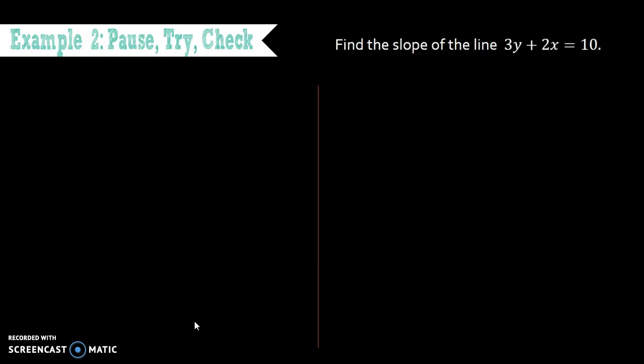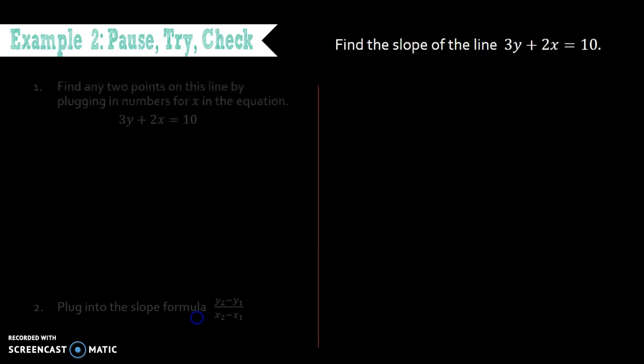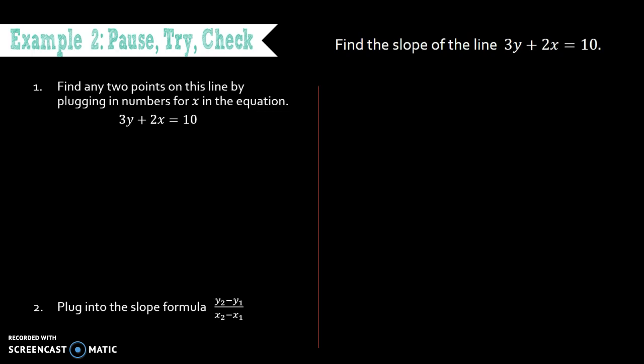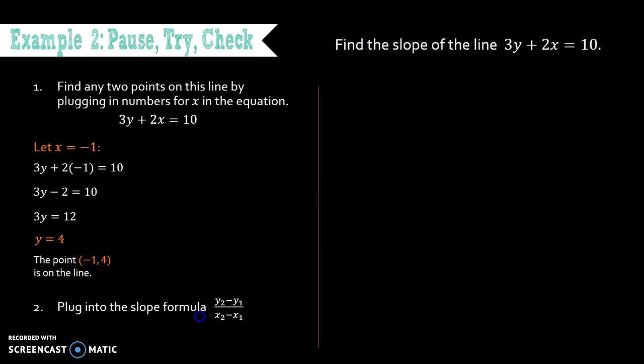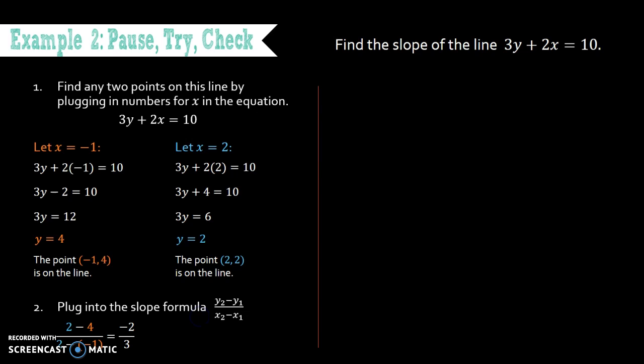Go ahead and pause and try this one. Find the slope of the line 3y plus 2x equals 10. This one is not in slope-intercept form. It's a little bit trickier to just visualize your slope. So let's begin by finding 2 points that lie on our line. I'm going to plug in x equals -1 and x equals +2. You can plug in whichever points you like. And now let's put it into our slope formula. I'm getting -2/3 as the slope.